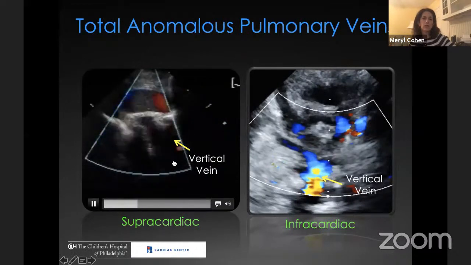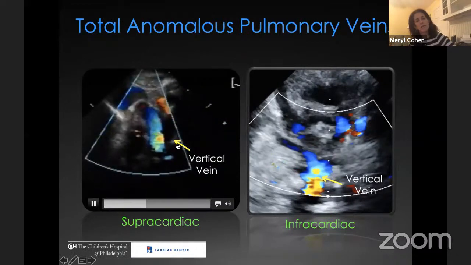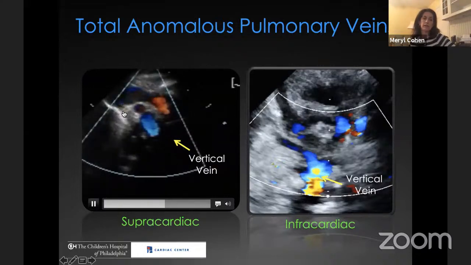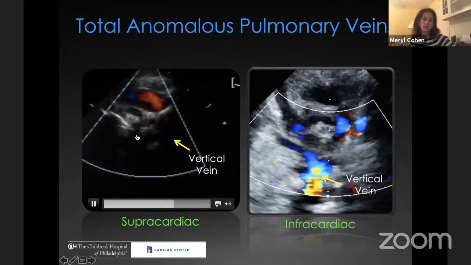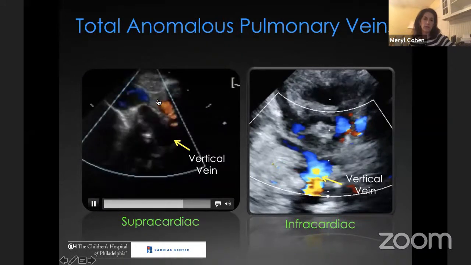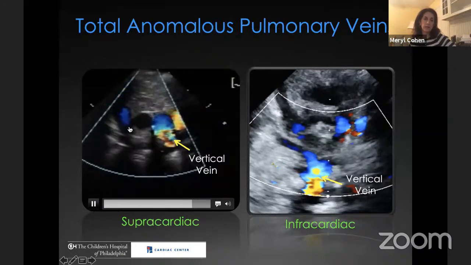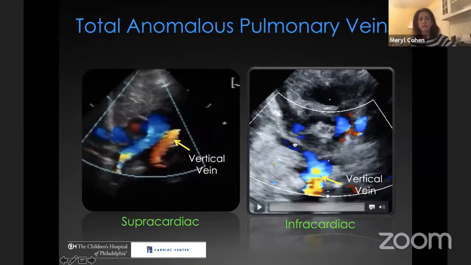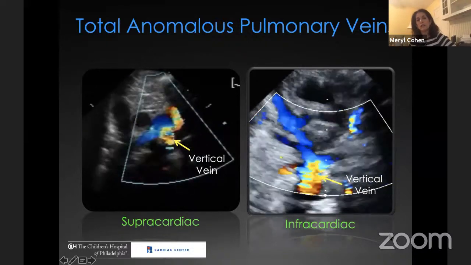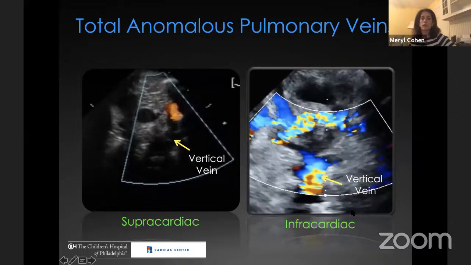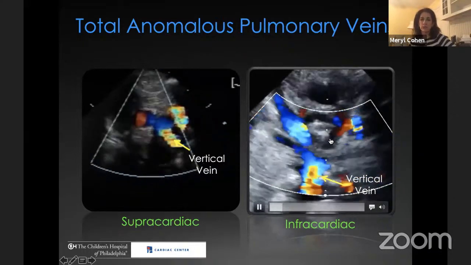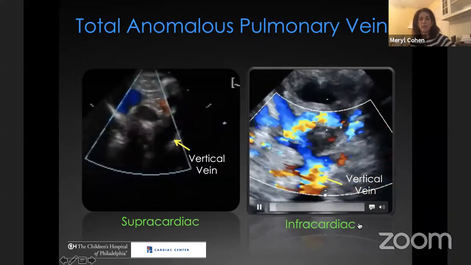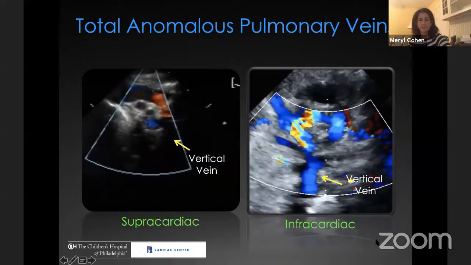This is total anomalous pulmonary venous connection with veins to a vertical vein to the innominate vein that then drains into the superior vena cava, as you see here. So here's the vertical vein coming in, superior vena cava here, back down to the pulmonary venous confluence. And here you see infracardiac total anomalous pulmonary venous connection, where you see the pulmonary veins coming in along the vertical line of this vertical vein here.